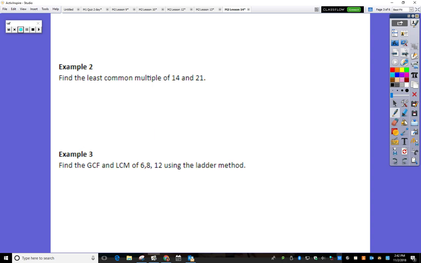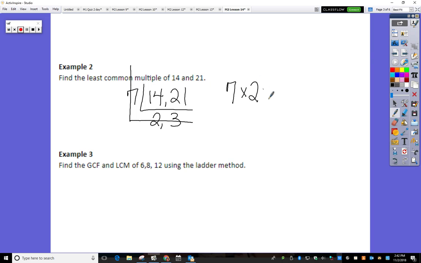Okay, so for example 2, for 14 and 21, I'm going to do the ladder method. These I can see both being divided by 7. 7 goes into 14 2 times. 7 goes into 21 3 times. 2 and 3 don't have a common factor. So I'm going to do my least common multiple, 7 times 2 times 3. I'm going to break it down a little differently and do it this way to get 42. Remember with multiplication there's a commutative property, so it doesn't matter which order you multiply them, and that's why I picked out that 2 times 3 first. Okay, so that would be my LCM for 14 and 21.